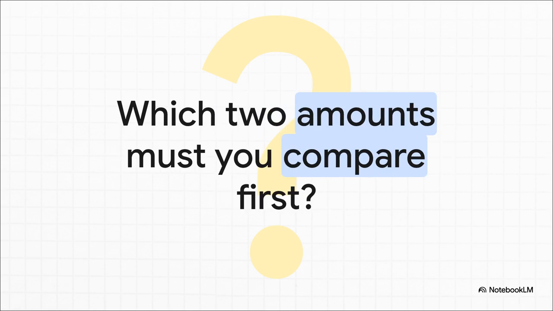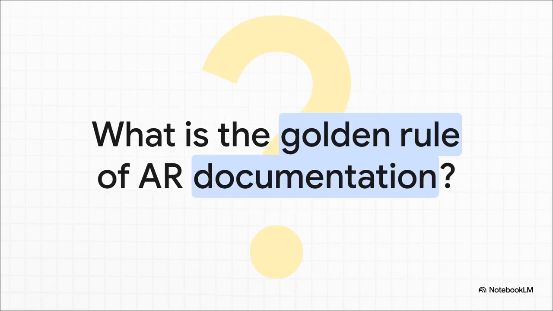Okay, question 2. When analyzing a PR1 code, which two monetary amounts must you compare first? Is it A, the billed amount versus the allowed amount, B, the allowed amount versus the deductible applied amount, or C, copay versus coinsurance? And finally, question 3. What is the golden rule of AR documentation? Is it A, write a novel for every claim, B, if it's not in your notes, it didn't happen, or C, only document if you call a rep?